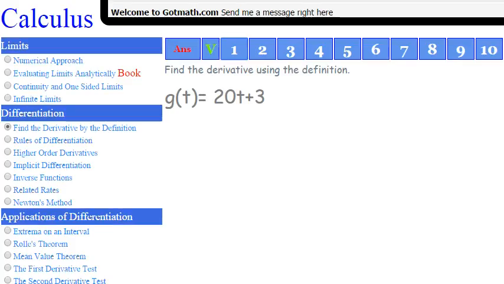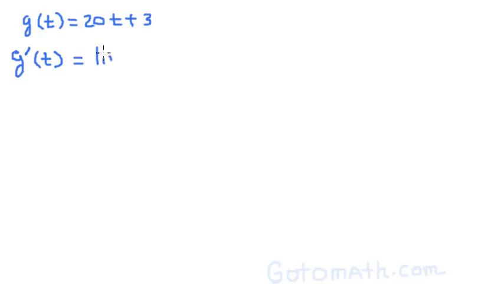I've already forgotten g of t is 20t plus 3, so I better write that down. G of t is 20t plus 3. Alright, so we're going to use the definition, and this is how the definition goes. I'm just going to go ahead and write g prime of t here. Most of the time you've seen it written with the function name f. Now we can find this derivative given that the limit exists.